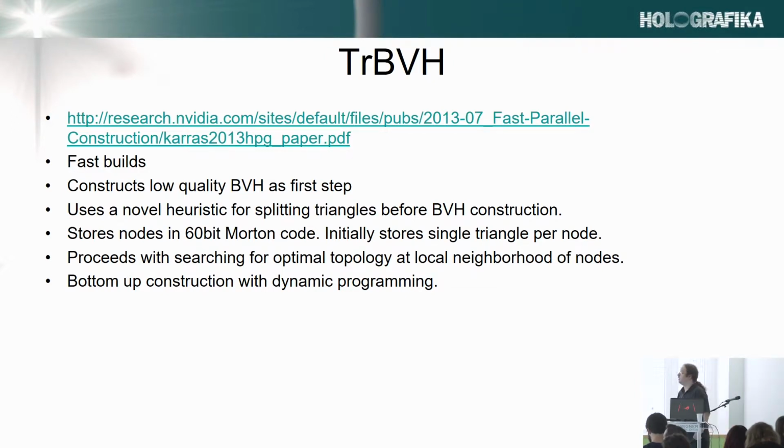Okay, there are two things about acceleration structure. One is the traversal cost, like how fast can I traverse. The other one is the build cost, how fast can I build my acceleration structure. If I have static scenes, I don't really care about the build cost because it only happens once. But if I have a dynamic scene, then I need to employ some kind of acceleration structure where the build itself is fast enough. And one such acceleration structure is the TR-BVH.